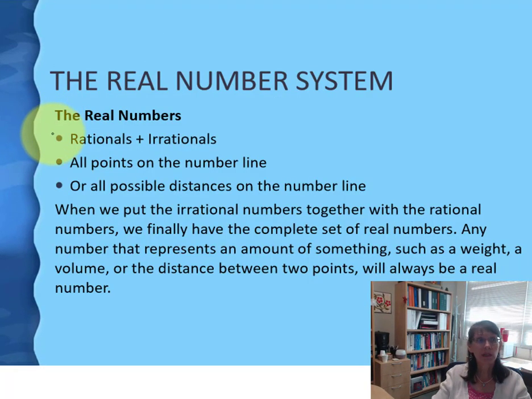In summary, the real number system consists of rational numbers and irrational numbers. All the points on the number line are within the real number system. All possible distances on the number line are considered to be in the real number system as well. When you put the irrational numbers together with the rational numbers, we finally have the complete set of real numbers. So any number that can be found on a number line is considered to be in the real number system.